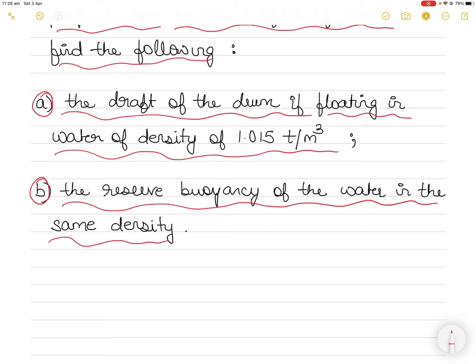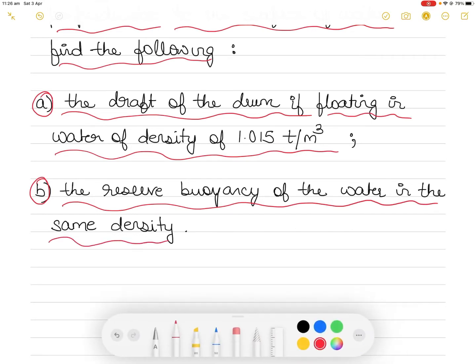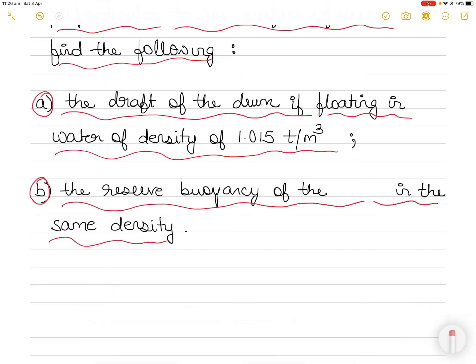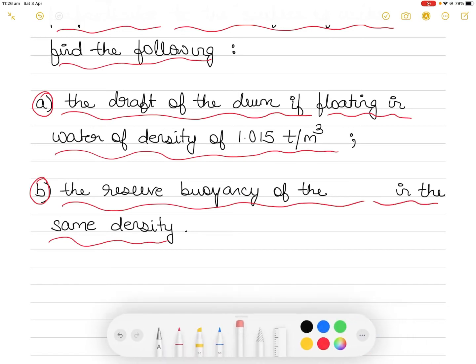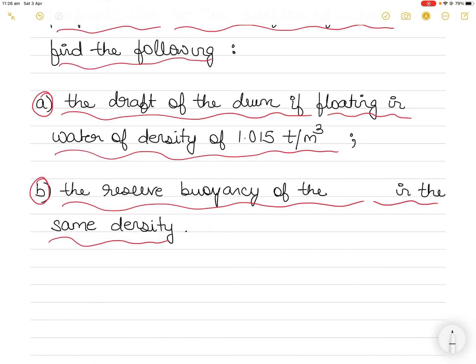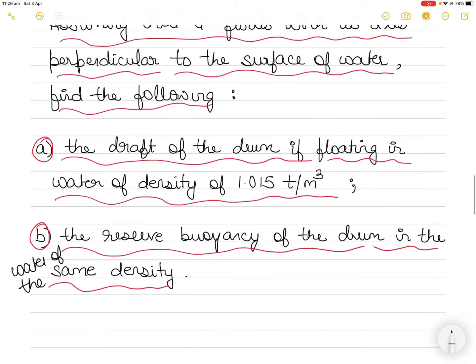So the reserve buoyancy not of the water, but of the drum, in water of the same density. So we have to find the reserve buoyancy of the drum in the water of the same density, that is 1.015 tons per metric cube.